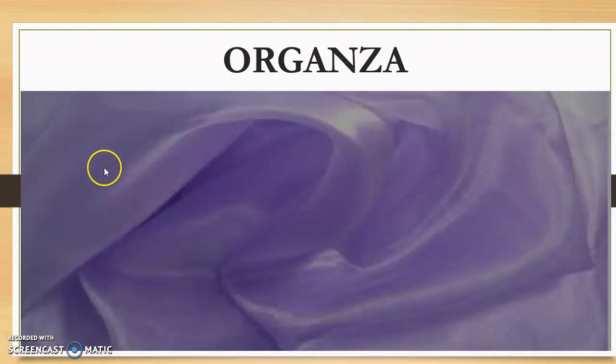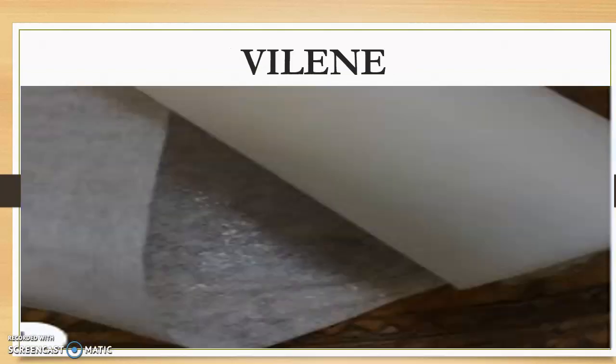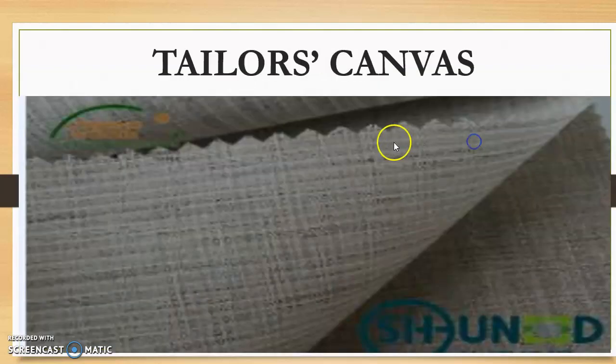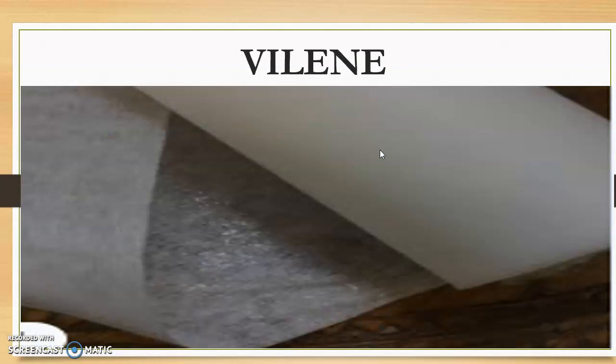This is organza. It's also a lightweight fabric made of silk used for sewing. It has an outstanding drape. This is Vilene. Vilene is what we usually call stiff. This is placed in an article or a garment at the wrong side, and it is ironed to make it stiff or to give it body, and then sewing takes place.